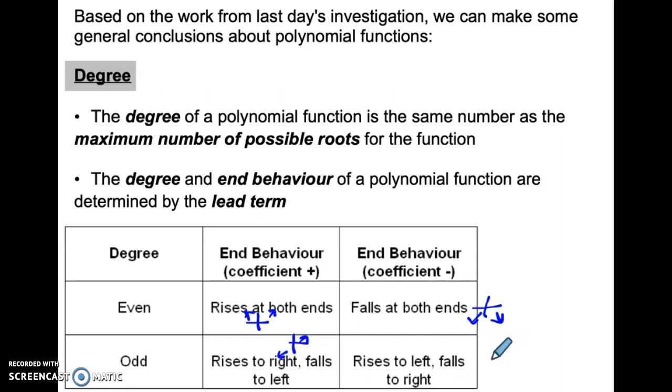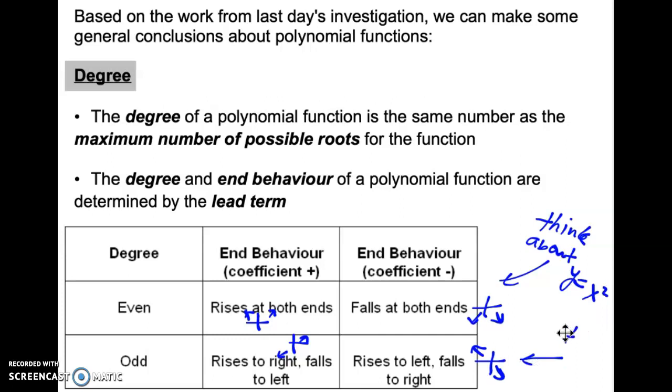And if it is an odd degree function with a negative leading coefficient, it rises to the left, falls to the right. Okay, so remember, for the even ones, think about a parabola. So you just have to imagine what happens with y equals x squared. And for the odd degree, you want to think about the line y equals x.